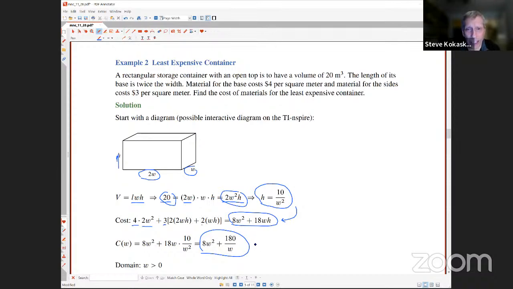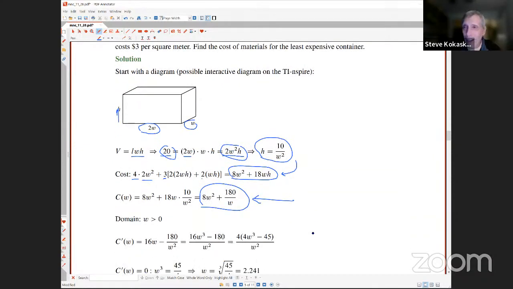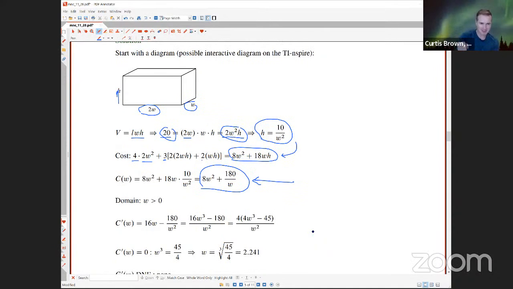What do we do next, Curtis? Here's my cost function. What do I have to do? I mean, it sounds like you might want to take a derivative. Beautiful. I got to take a derivative there. Excellent. Okay, good sense. Excellent.